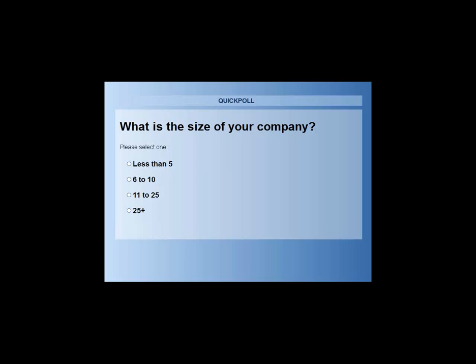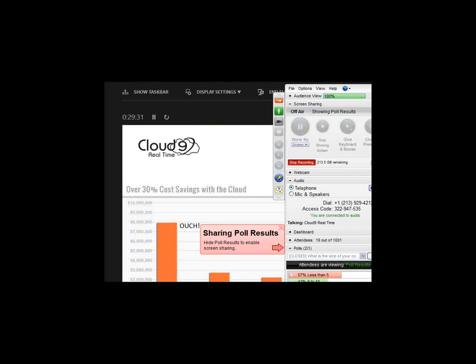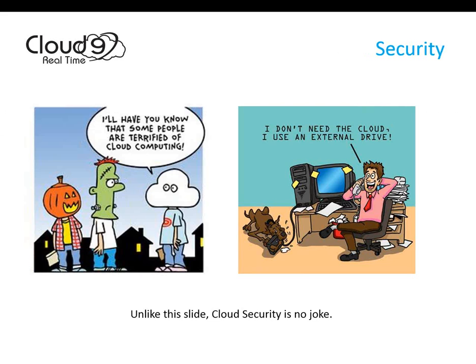I'm going to go ahead and close that, and I'll share that with you so you can see the results. I hope you can see that. It looks like the majority of you had less than 5, and then the balance had 6 to 10 employees. So I'm going to go ahead and hide that, and then go to the next slide and talk a bit about security.